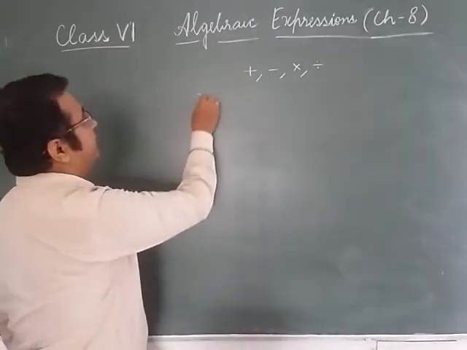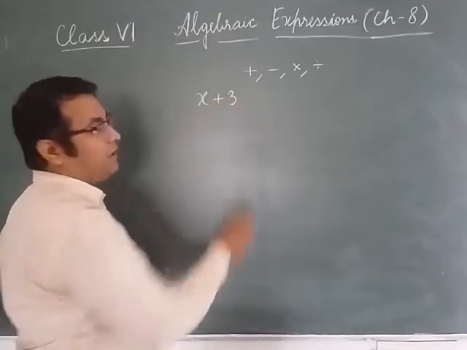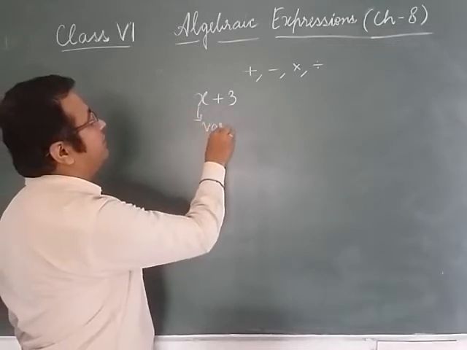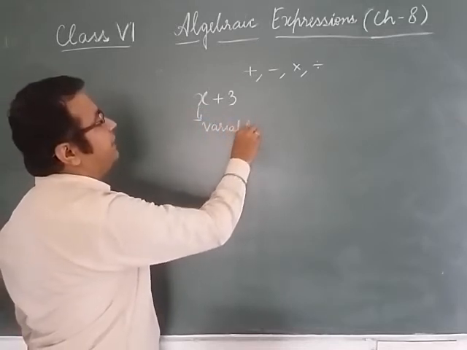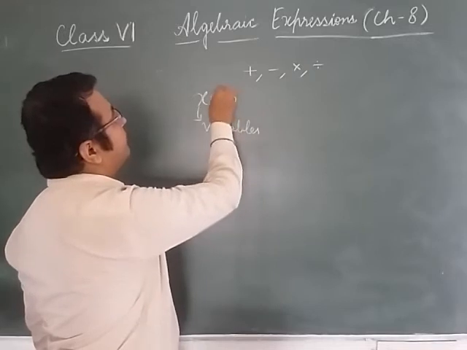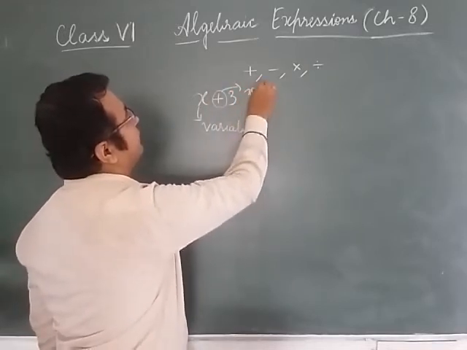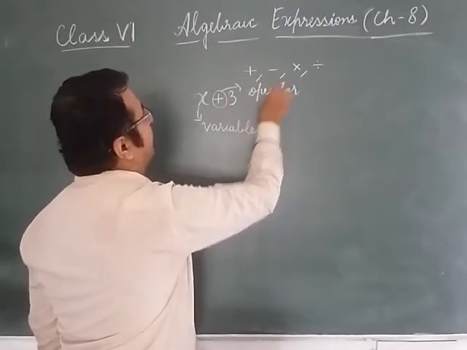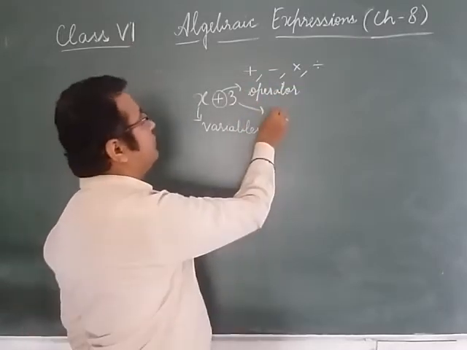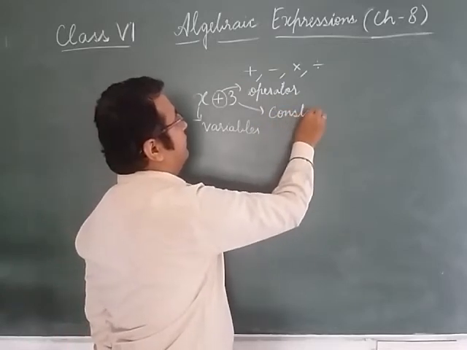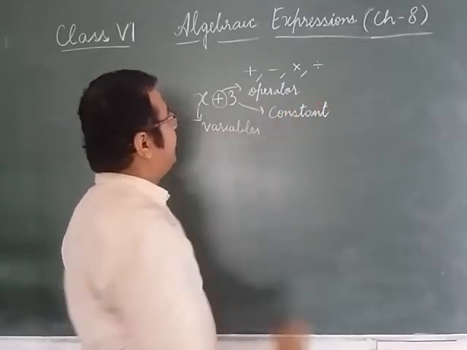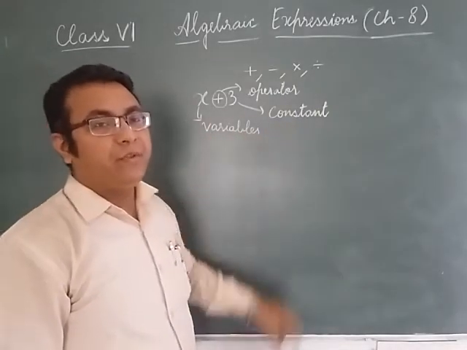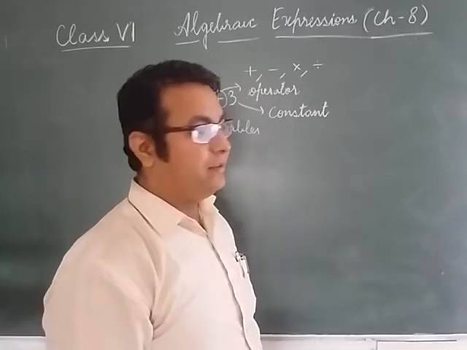If I say x plus 3, here as you can see, x is the variable. All the letters are variables. The plus sign is a mathematical operator. And this number 3 is a constant. So an expression consists of variables and constants, and they are joined together by any of the mathematical operators.